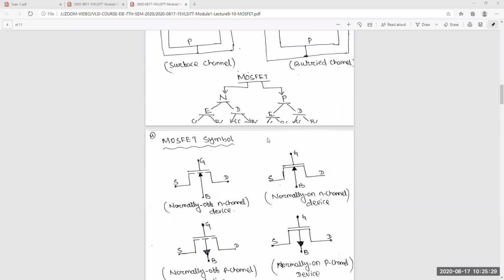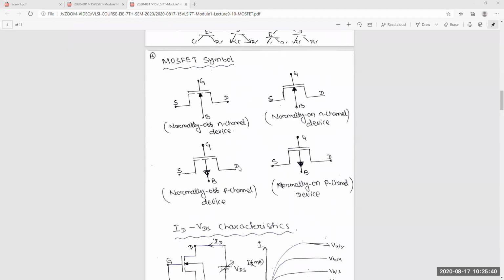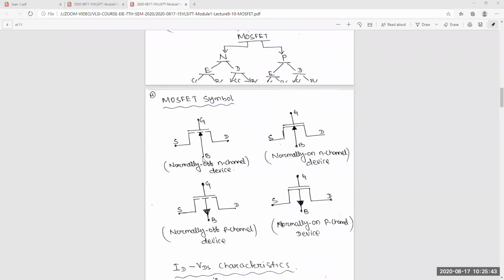Now come to the MOSFET symbol. When you are talking about the MOSFET, you should be clear about how the symbol looks. You can see the symbol for a normally off device, or enhancement MOSFET. Actually, this is the real symbol. This part is the source, this is the channel part, and this is the drain. Initially they are not connected, because there is no channel formation.